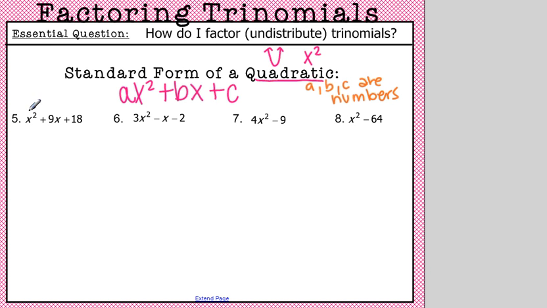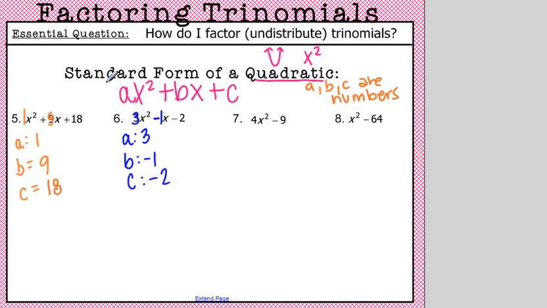So if I look at number 5 and I wanted to name my A value, I go look in front of the squared term. If there's nothing there, remember there's a ninja 1, so A equals 1. Do the same thing for B. I go and I look in front of the X term, the not squared term, and I get a 9. And then my C is what's just being added at the end, so that's a positive 18. Okay, same deal on 6. I go and I look and I say A, the number in front of X squared, is 3. The number in front of this X, the not squared X, is going to be a ninja 1, but remember it's a negative, so put that negative sign. And then C is the number that's at the end, so negative 2.